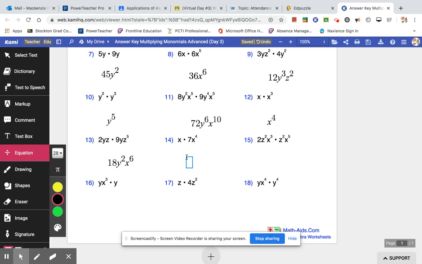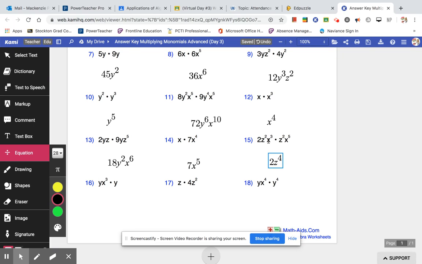So if I take a look at 14, 7 is my coefficient, so there's nothing to multiply it with, so I keep it as 7. And then I have bases of x. This x doesn't have anything, so it's a 1, so I do 1 plus 4, and it's to the 5th power. So if I take a look at 15, same kind of idea. There's nothing to multiply 2 with, so I keep it. My first base that I see is z. If I add the 2 exponents on the z's, I get 2 plus 2, which is 4.